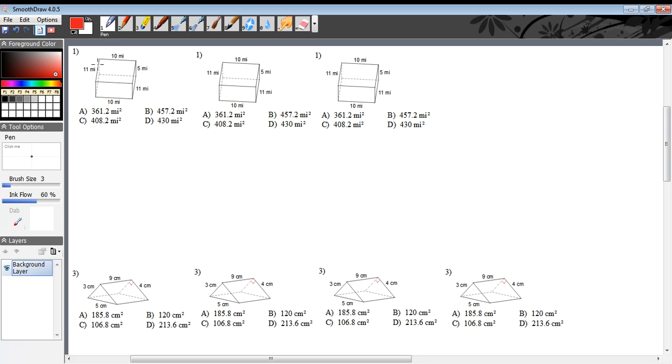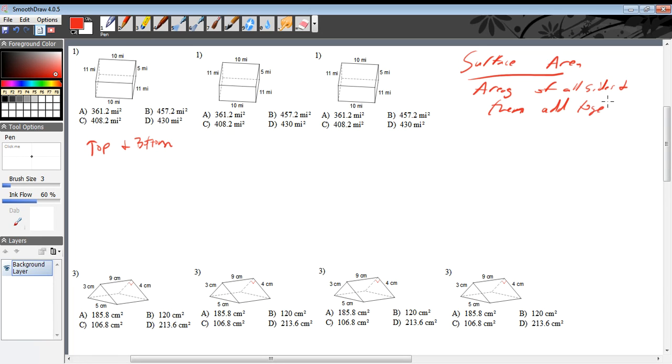We'll be able to do, let's do the top and the bottom here. Now, when we're solving for surface area, the general goal is to figure out the areas of all sides and then add them together.